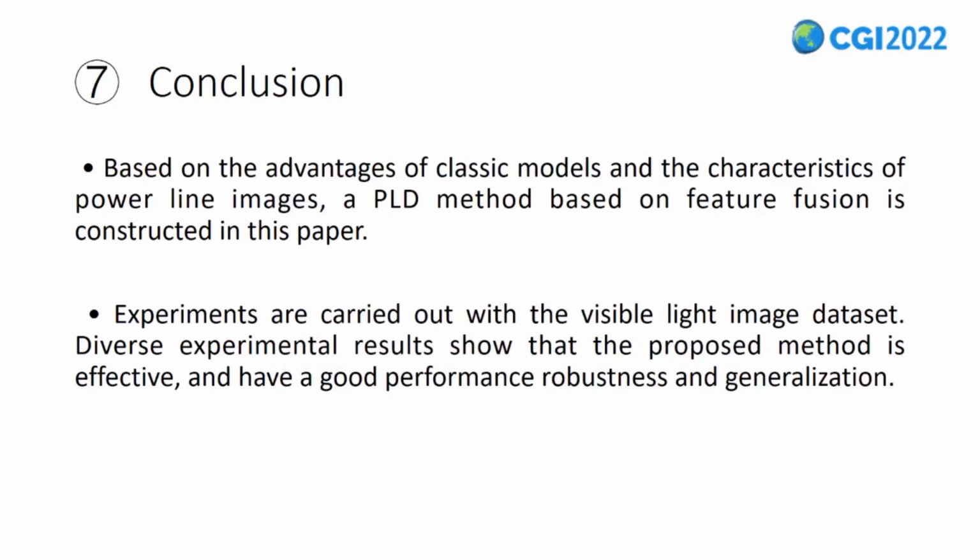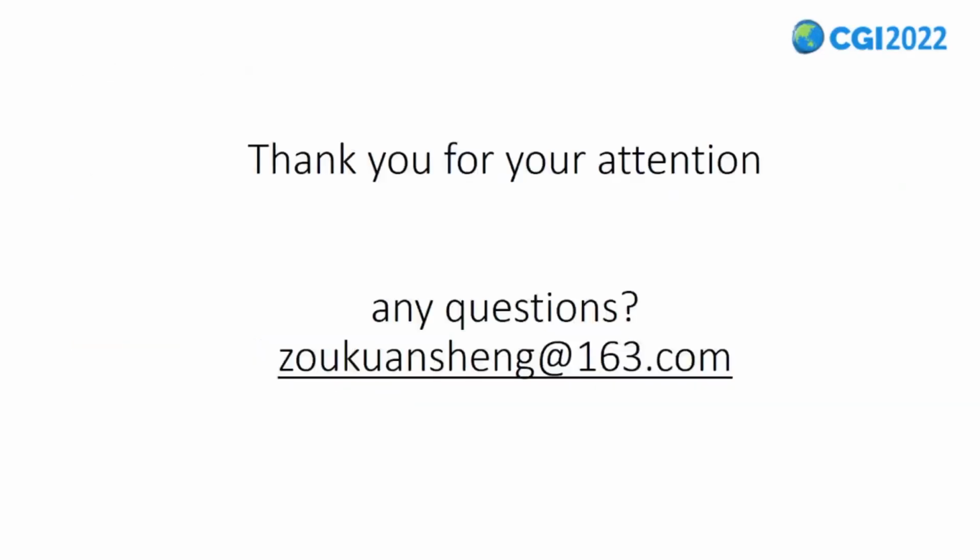Based on the advantages of the classic models and the characteristics of the power line images, a power line detection method based on feature fusion is proposed in this paper. Experiments were carried out with a visible light power line dataset. Diverse experimental results show that the proposed method is effective and has good performance, robustness, and generalization.